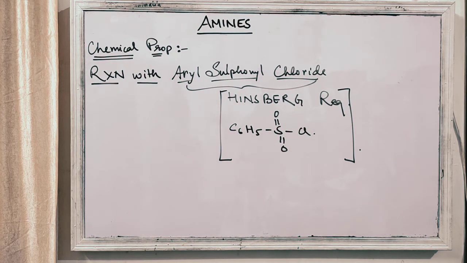Now in the Hinsberg test, we first react the amine, we don't know what it is, with aryl sulfonyl chloride. Now after that a complex is formed. Now if that reacts with NaOH, it is primary, if not then it is secondary, or it can be tertiary. I am explaining it one by one.